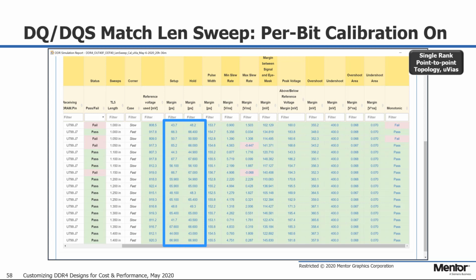We use a generic algorithm to center the mask per bit. You can insert particular delay values for each bit or per byte if you have that information from your controller vendor.